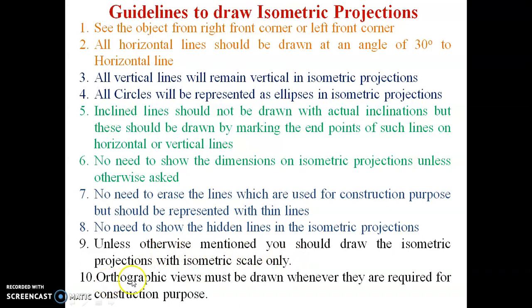Then the 10th guideline says that orthographic views must be drawn whenever they are required for construction purposes. Suppose you have a solid that has some inclined lines with respect to a horizontal or vertical line. In such cases you must draw the orthographic views before you start the isometric projection. But if the solid consists of only horizontal and vertical lines, then you don't have to draw the orthographic views. That we are going to see when we are solving the problem.